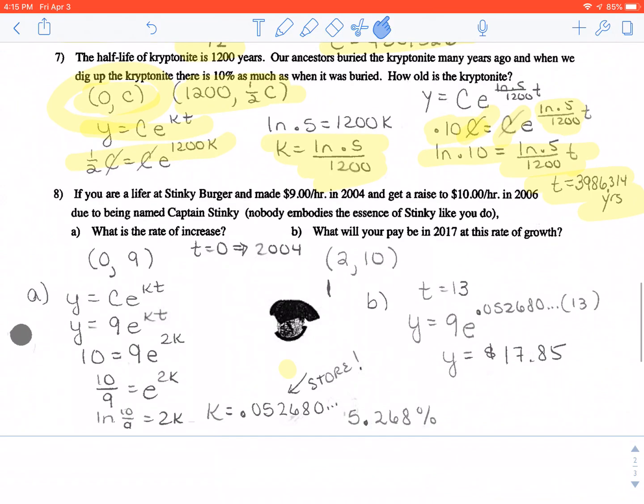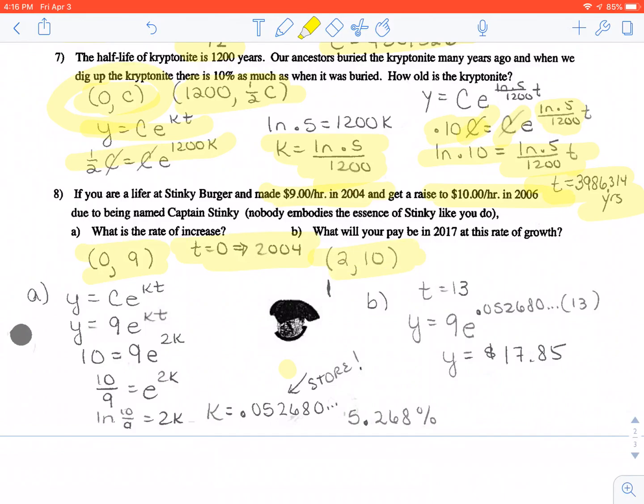And then the last one is, if you are a lifer at Stinky Burger and make $9 an hour in 2004 and get a raise to $10 in 2006 due to being named Captain Stinky, what is the rate of increase? Okay, so I'm going to call t equals 0 to make this problem a little bit easier. I'm going to say my starting point is in 2004, and that was $9.